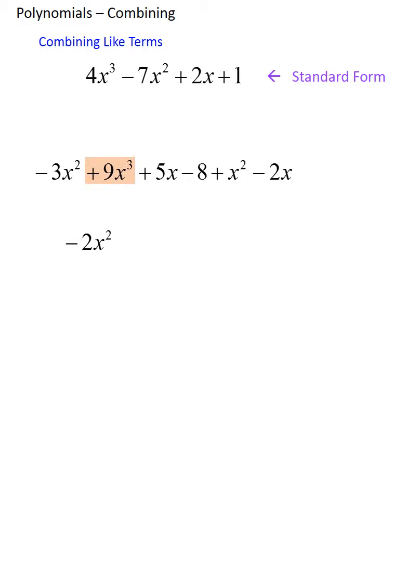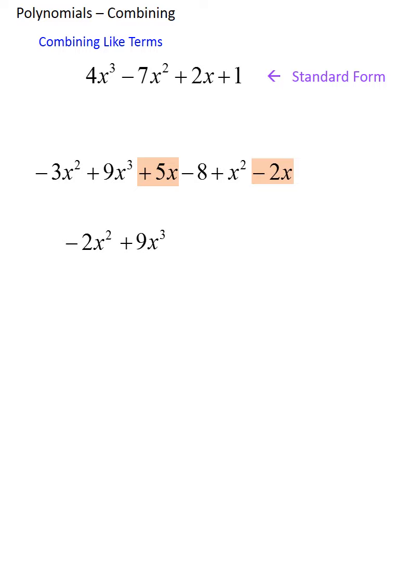You'll notice this term here, this cubic monomial, is the only third-degree or cubic monomial in the polynomial. There's no other x cubed anywhere to combine it with. I will essentially leave that alone then and preserve the value of the polynomial by bringing that term down, as it were.